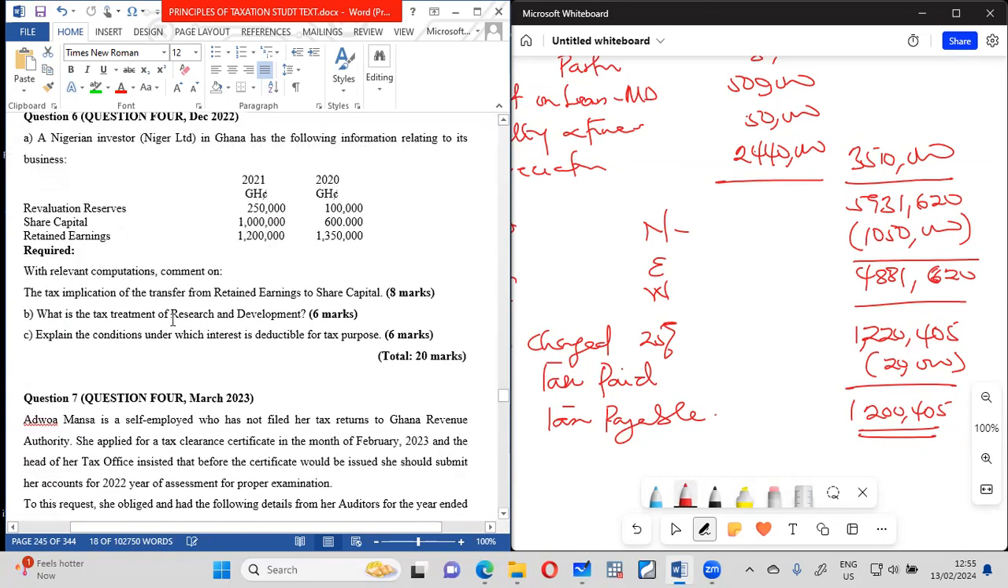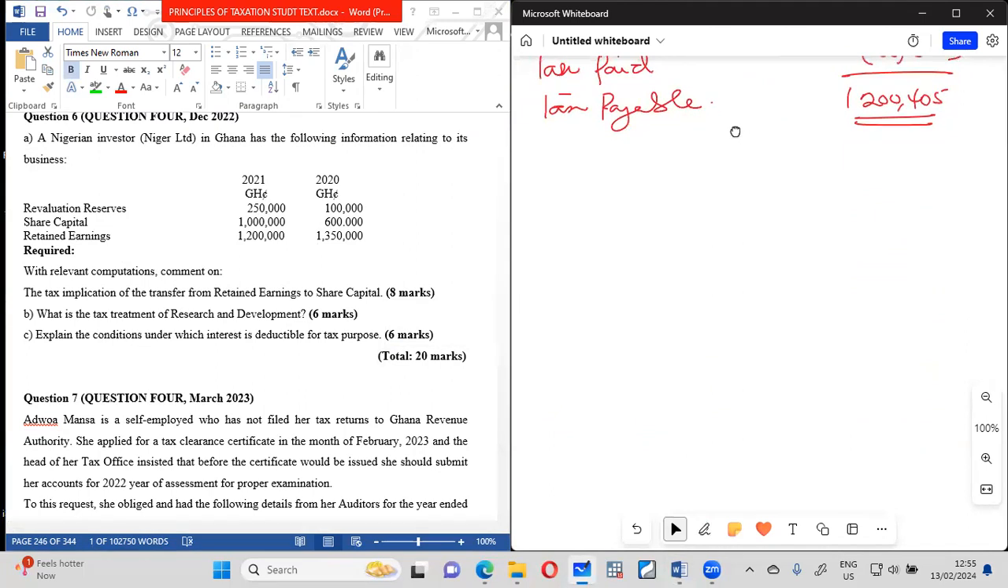Very, very interesting. And this is another question for 20 marks. Wow. This is very interesting. So this one too is what? A Nigerian investor in Niger Limited has the following financial information. With relevant computation, comment on the tax implication of transfer from retained earnings to share capital.